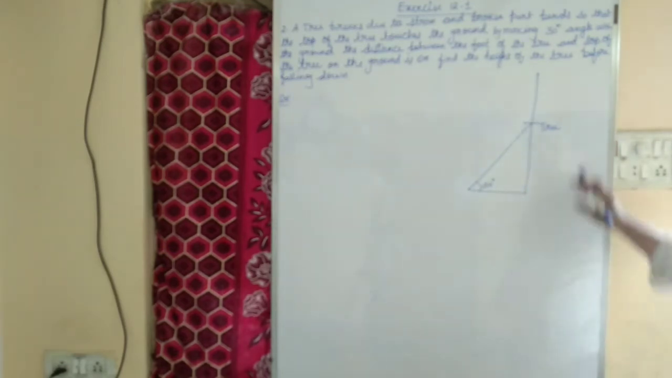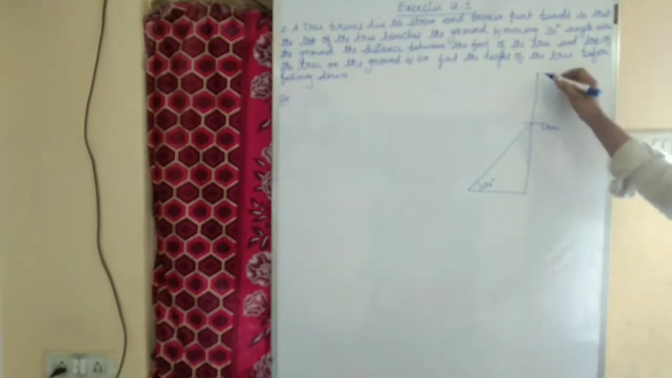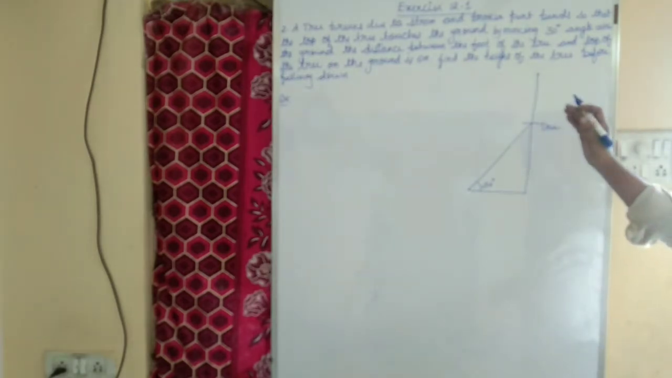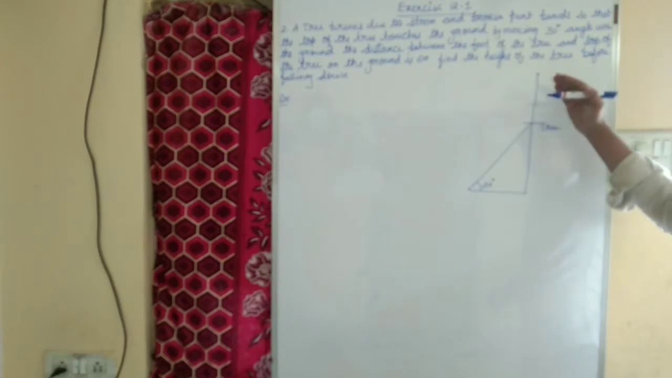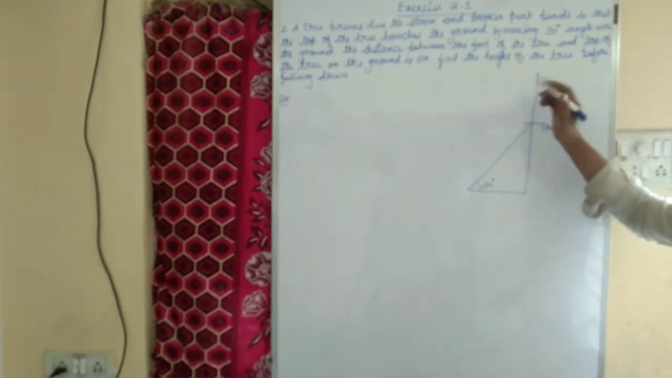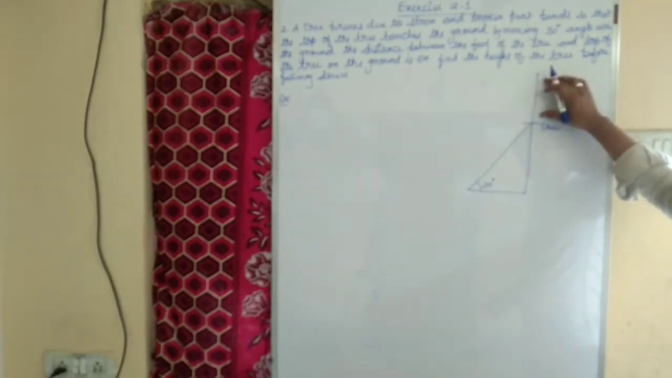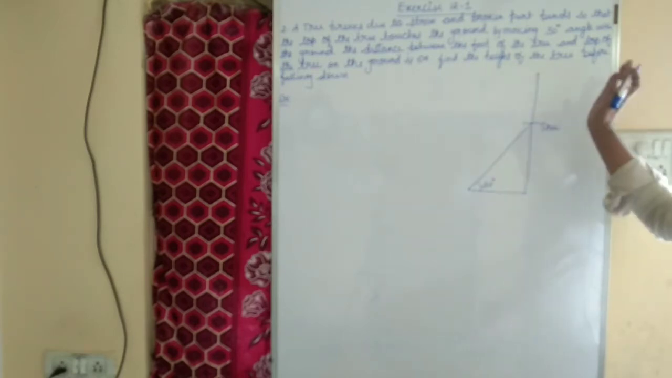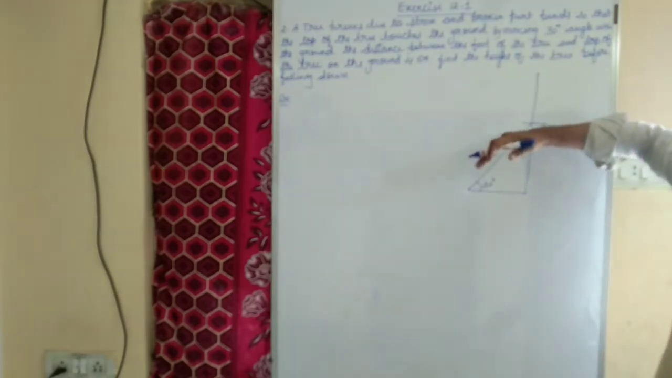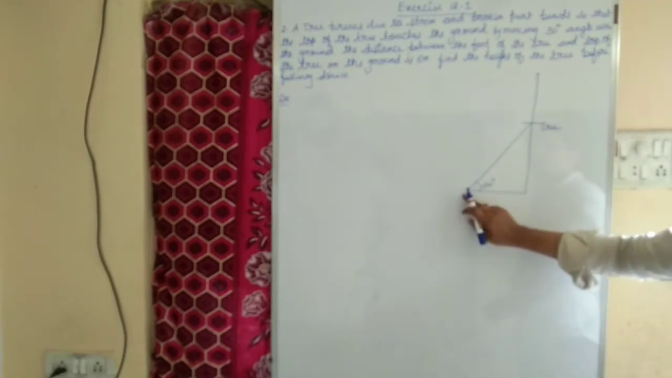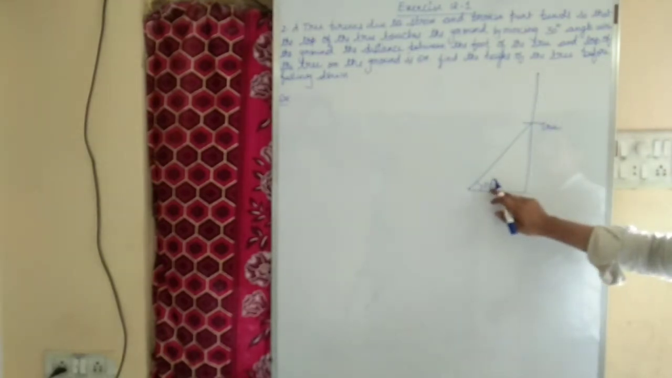Try to understand, children. This is our tree and this is the top of the tree. It breaks due to storm, so that this is our broken part that bends. It will bend like this, so that the top of the tree touches the ground by making a 30 degrees angle with the ground.